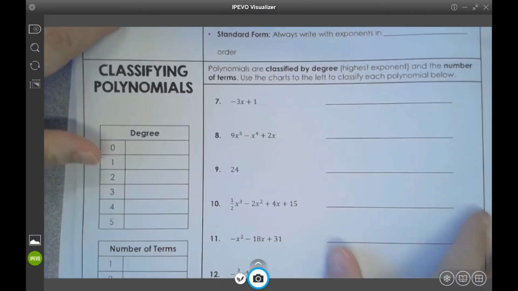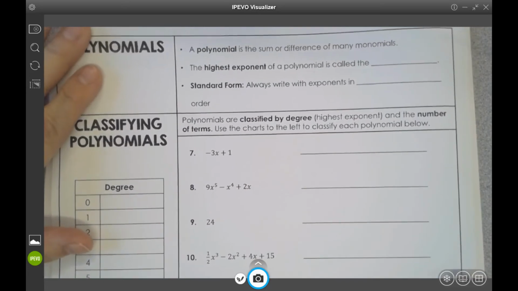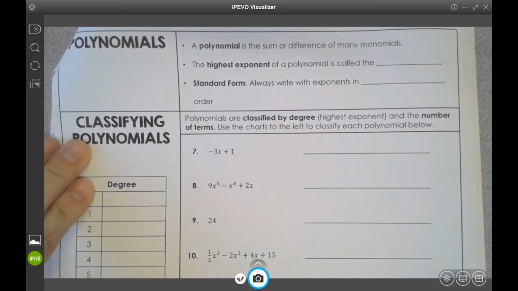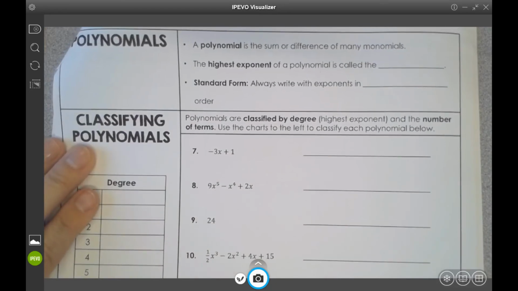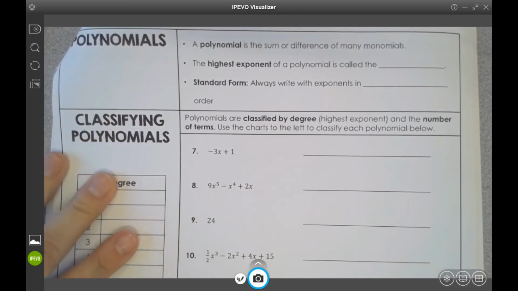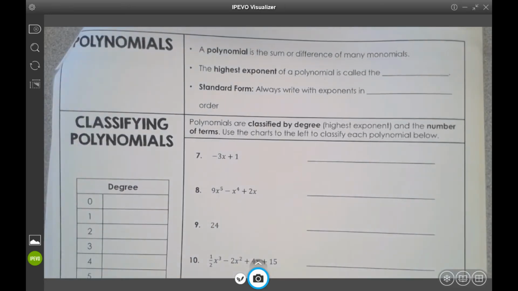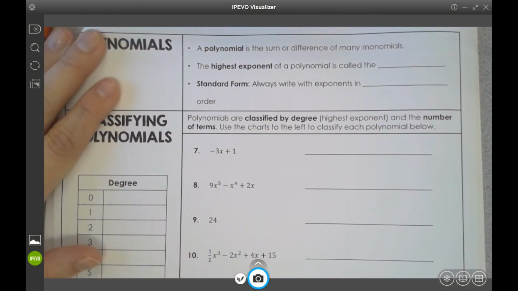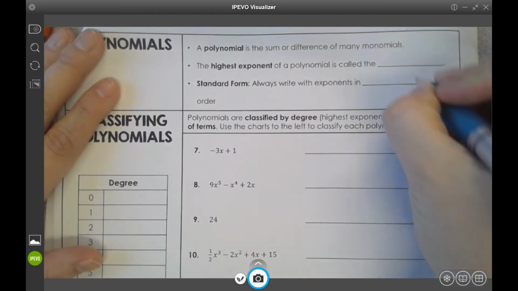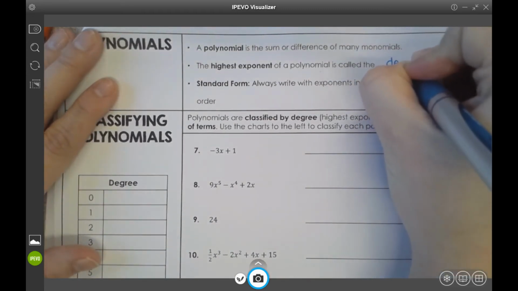And I know that many of you did this in Algebra 1, because I know that Algebra 1 is doing it right now. So I know they did this. So a polynomial is when I take monomials and I just add them and subtract them, like 2x plus 7x squared minus 3. Those are all polynomials. And something that's important is the degree. The highest exponent of a polynomial is called the degree.